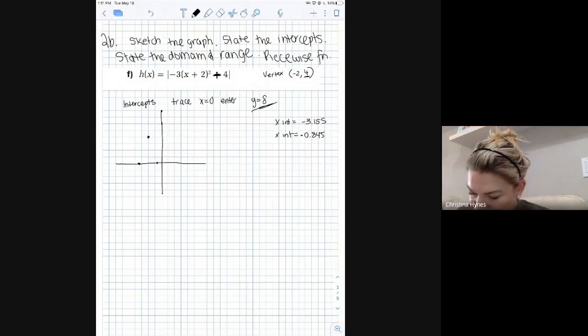And then you just have to connect these. So we know that the graph is going to be like a W shape with that upside down U going through it. And then you just want to put arrows on each side. Okay, so that's my sketch. What I'm labeling is my x-intercepts, because that's going to be helpful for my piecewise function.